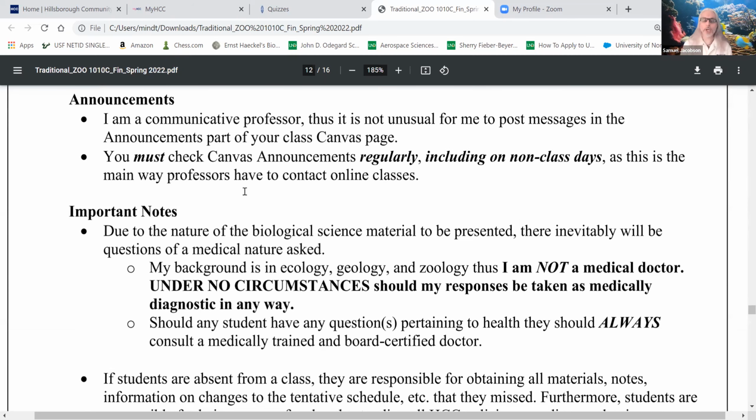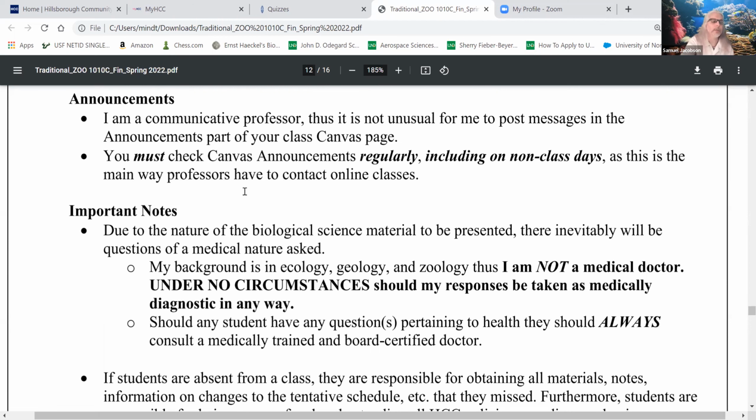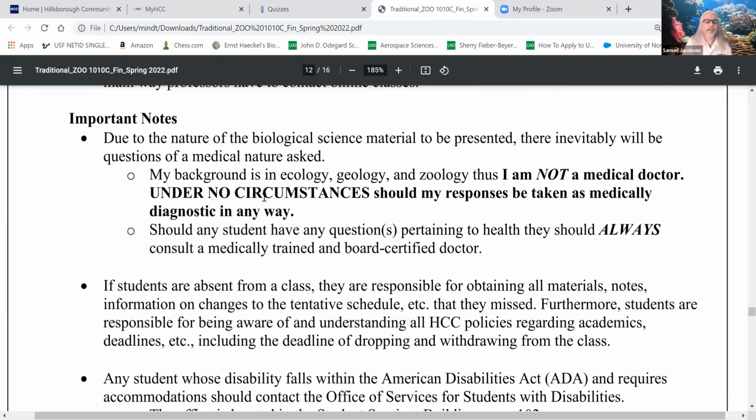Announcements: check them regularly, every day, weekends, that kind of idea. You already saw I have 3 announcements for you. And the important note: I am not, and probably never will be, a medical doctor. Therefore, don't make me out as such.